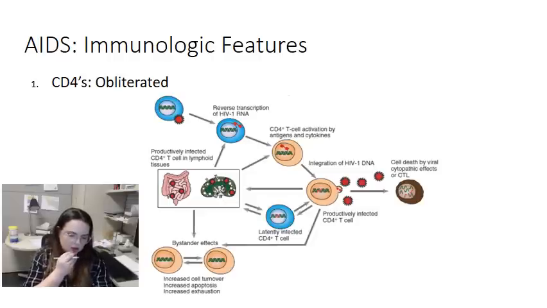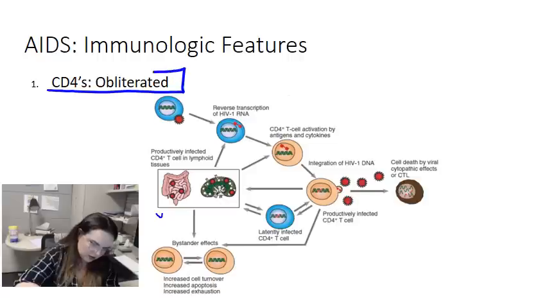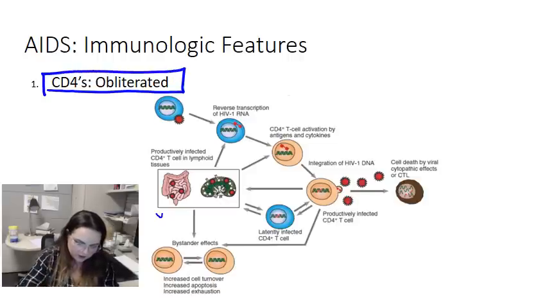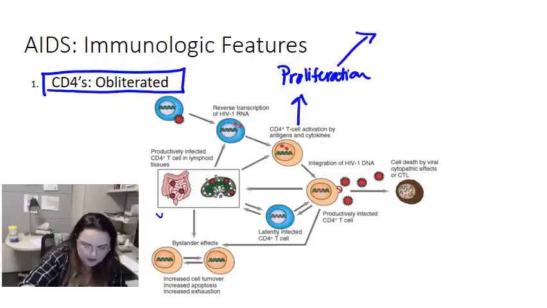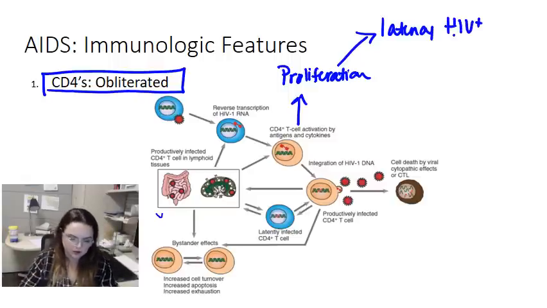Okay, so the immunologic features of HIV infection are really just one, but it's one that has a domino effect on the rest of the body. And the main thing is the CD4s are obliterated, okay? So if we take this CD4 cell here, it is capable of proliferation. If the virus is already within the cell, that means it is capable of creating a latency reservoir that is HIV positive. So that's how it can contribute to the reservoir.